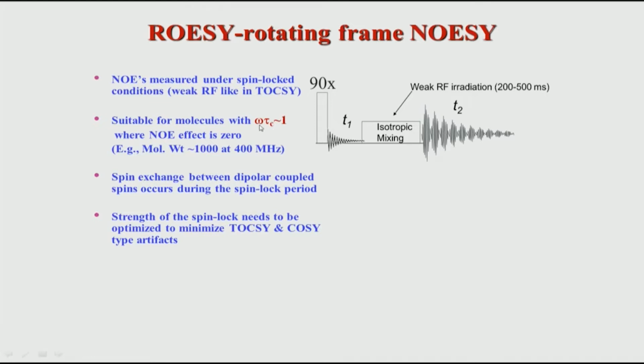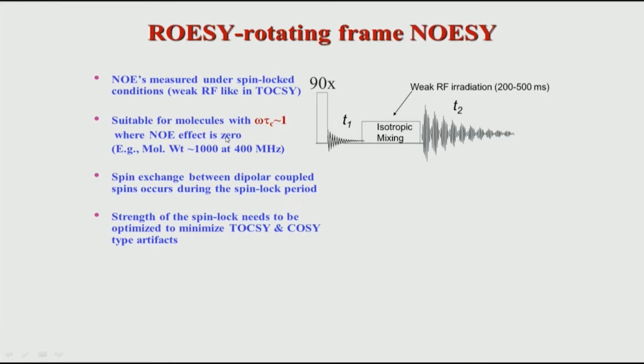What is omega? Omega comes from your spectrometer frequency, and tau c is the rotational correlation time of the molecule. If you recollect, we saw in the previous classes that it is related to molecular weight divided by 2, in kilodaltons, and the value is typically in nanoseconds. So, this product, if it happens to be close to 1, then the NOE effect goes to 0.